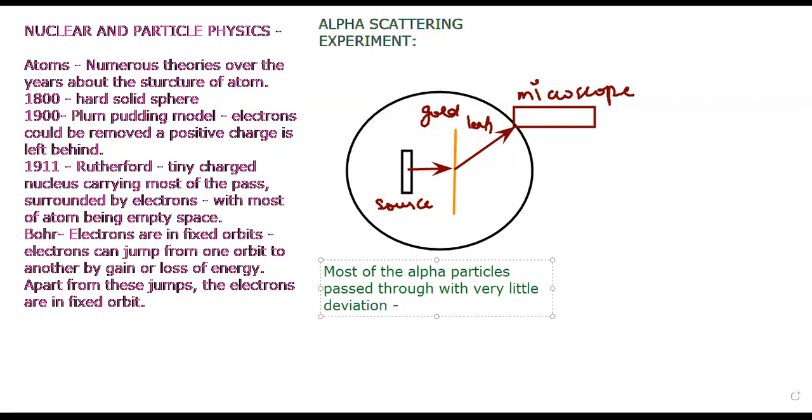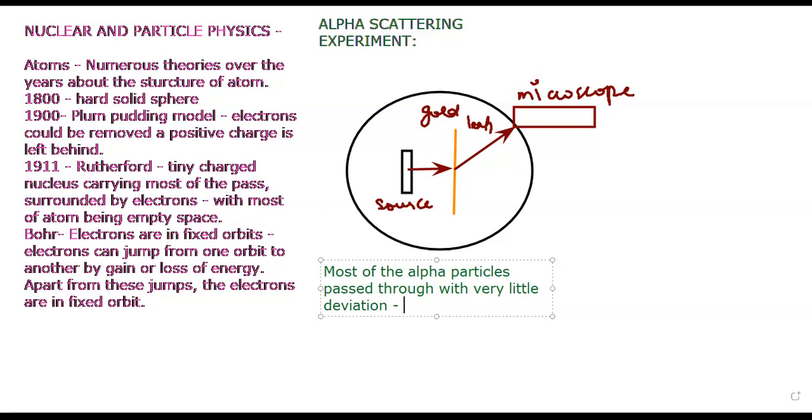Now, how did this help them figure out the structure? So basically, they already knew that an atom is made of positive and negative charges. This is information we already had. Now, this is an alpha particle. An alpha particle, if you remember from your previous years, has two protons and two neutrons, right? It's the nucleus of helium. So it has a charge of 2 plus. So they noticed that most of the alpha particles simply pass through the gold leaf with very little deviation.